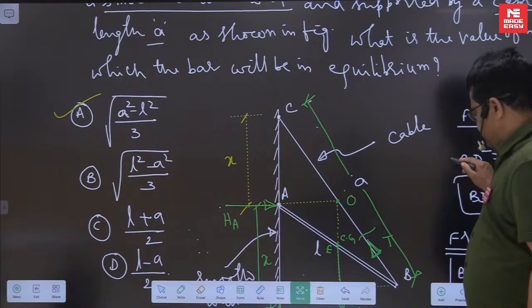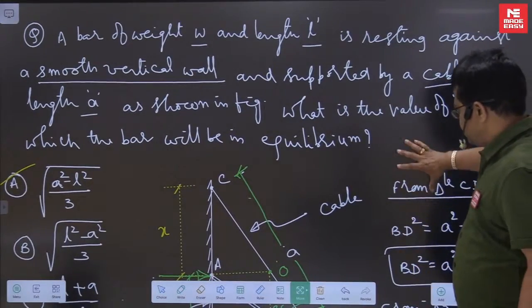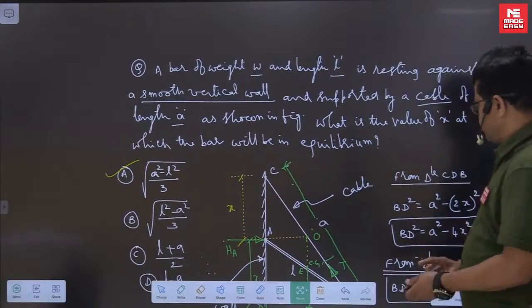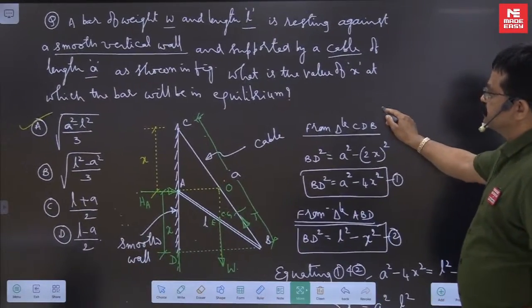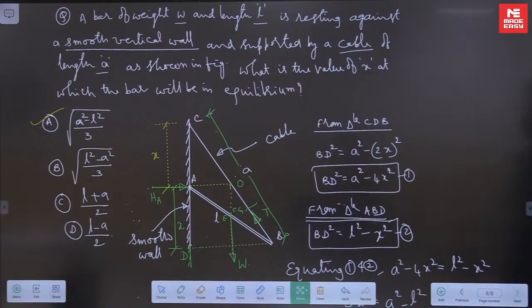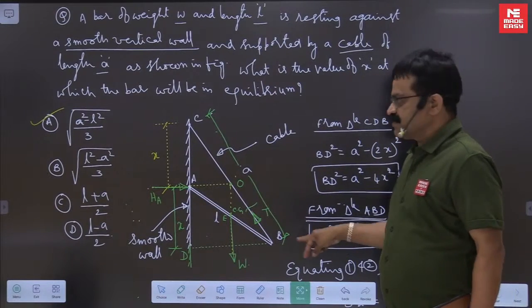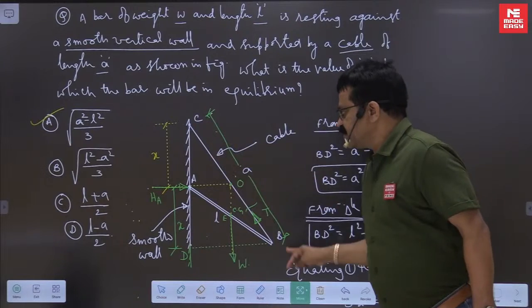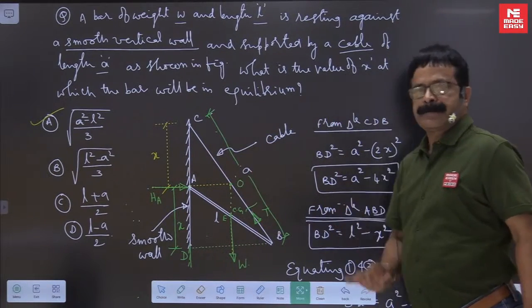Okay, now let us push it down. Okay, that's all. One line problem only. This is equal to this. Only this triangle you take, get a relationship between X, A, L.